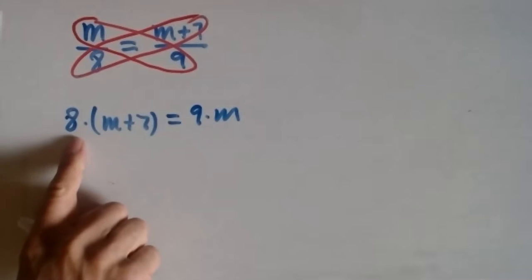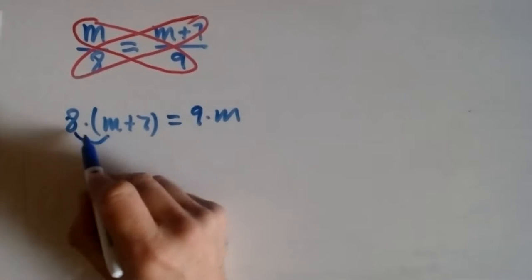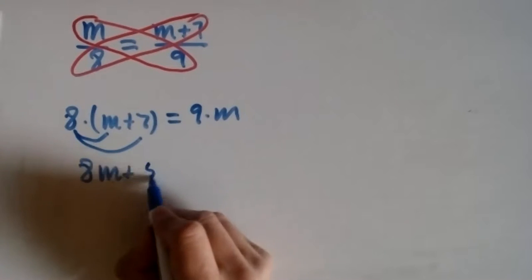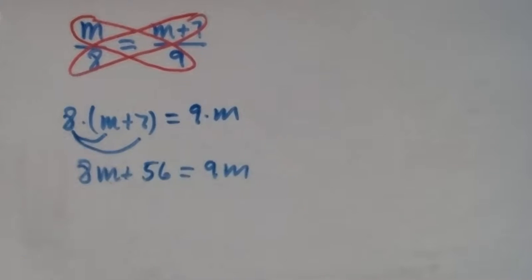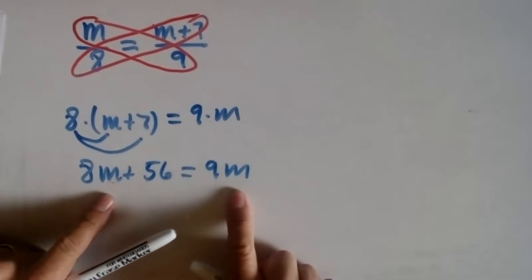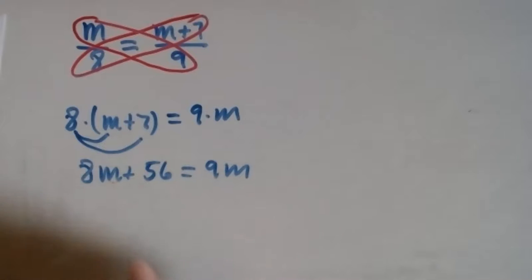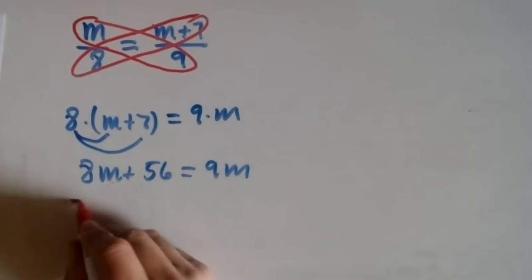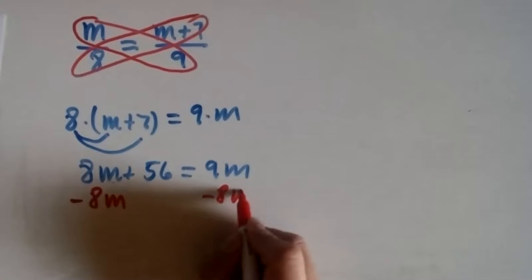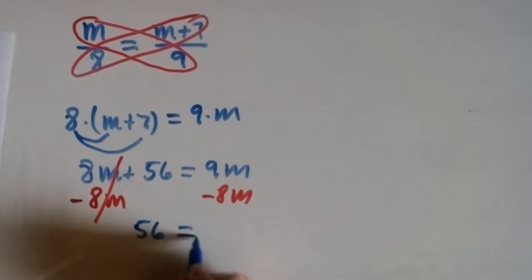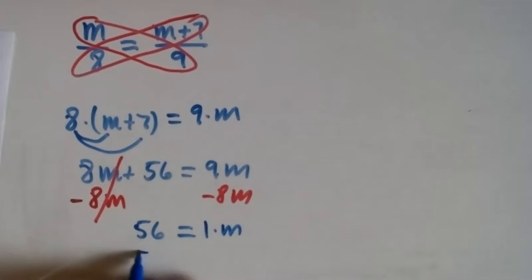Okay, now you break the parentheses. 8 times m, 8 times 7. 8m, 8 times 7, 56 equals 9m. Now, this is an equation you have solved before, because you have variables on both sides. So what you have to do is collect variables on both sides. You subtract, for instance, 8m both sides. You cancel here, and then you have 56 equals 9 minus 8. That's a 1, 1m.